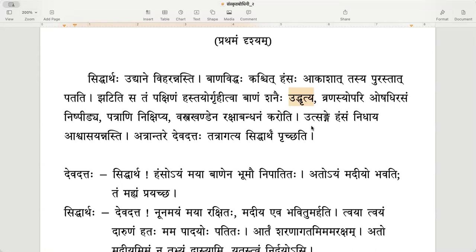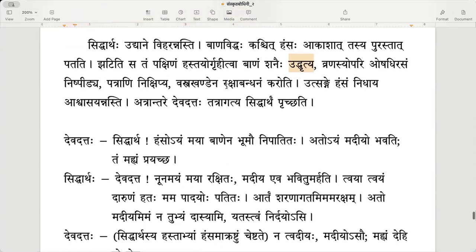After removing the arrow from its body slowly and putting a medicinal juice or herbal extract on top of that wound. So vranasya upari, on top of the wound, oshadhi rasam nishpidya, not putting, but squeezing. After squeezing the medicinal extract on top of the wound, and then patrani nikshipya, placing some kind of leaves on top of it like a bandage. Vastrakhandena raksha bandhanam karoti. He protects it with the help of a vastra khandam, a piece of cloth.